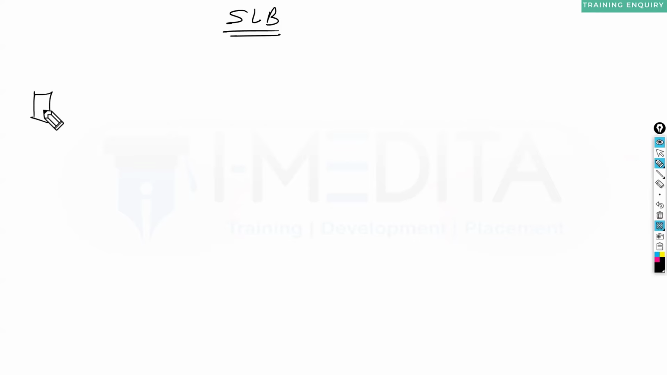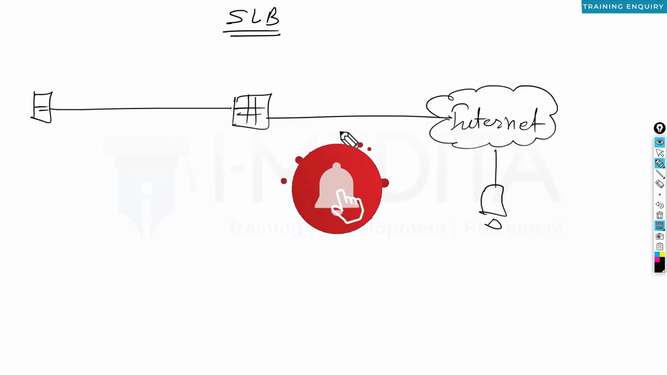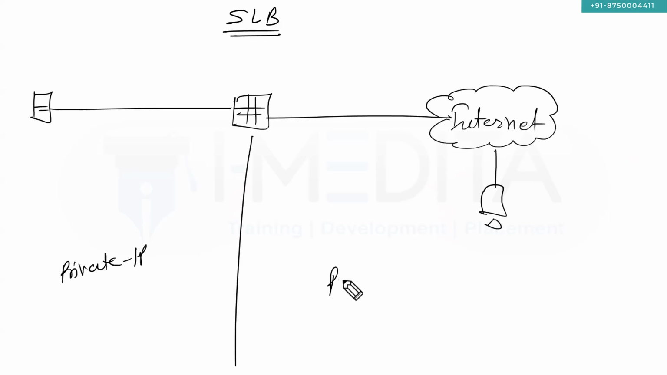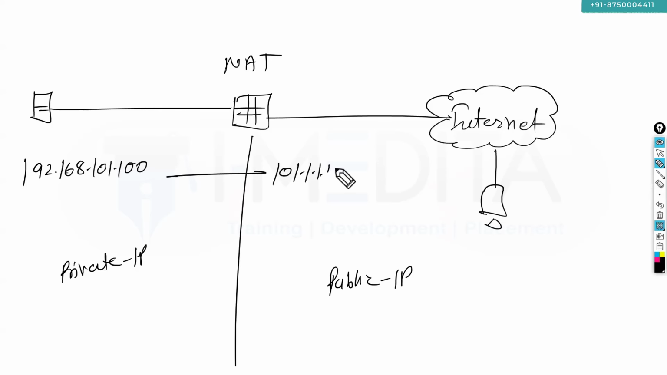Assume we have a server connected with the firewall, and the firewall is connected with the internet. In LAN we will use private IP, and at the internet we will use public IP. With the help of network address translation, first of all, let's forget about SLB. With NAT, we can map 192.168.101.100 IP with this public IP, so that if anyone hits this public IP, they can access this server.